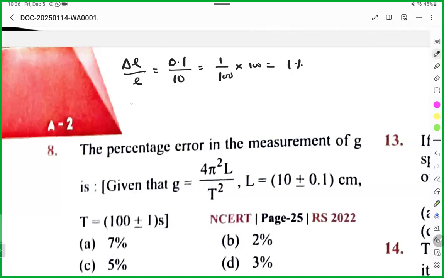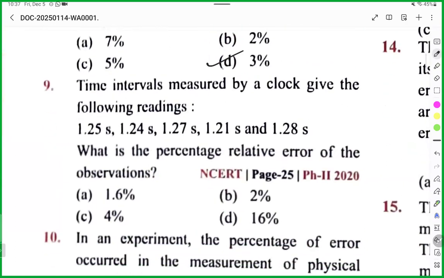Correct? T square. So it will be delta T by T multiplied by 2. What is the delta T value? 1. What is this value? 100. Multiply by 100. What is the percentage? 2. Understood? What is the answer? Yes, sir. Option D. So tell me, guys, because you understood the previous question well, now you simply have to add them. Done. Was it easy to solve? Yes, sir. Next question.